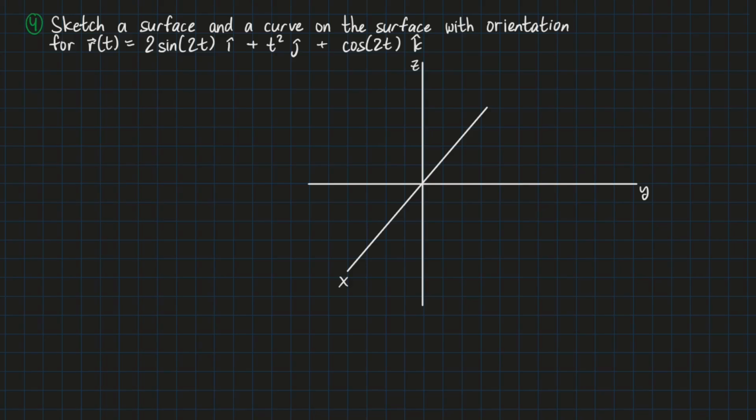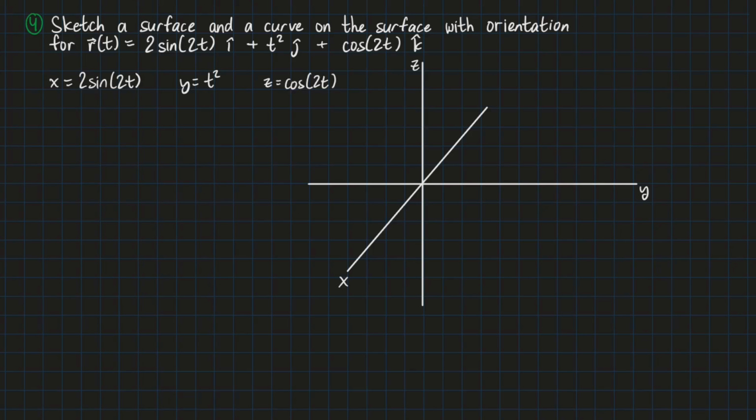For number 4, sketch a surface and a curve on the surface with orientation for r of t equals 2 sine of 2t i plus t squared j plus cosine of 2t k. Based off the components, x equals 2 sine of 2t, y equals t squared, and z equals cosine of 2t.